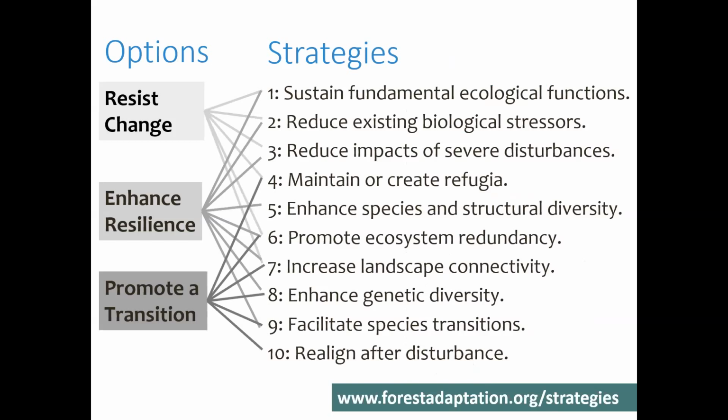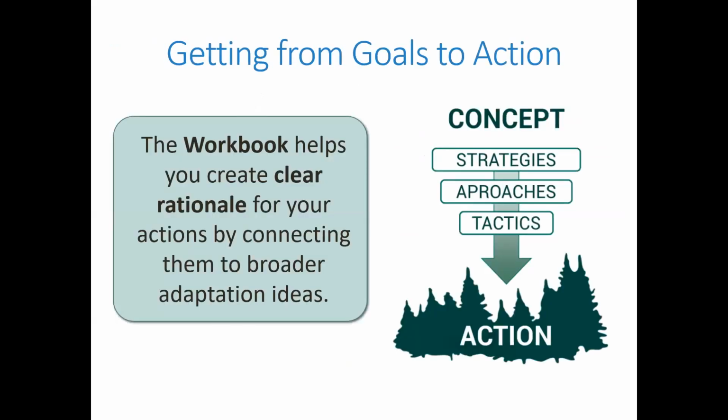For each of the options, there are 10 strategies, and the options are really the most broad level of adaptation. Strategies then are almost asking the question, how would you implement those adaptation options? And so the hierarchy of each of these menus starts off with these options that move us from resistance to resilience, and then finally transition. And then the 10 strategies are describing ways that we can adapt to climate change. The hierarchy is essentially moving us from those broad concepts down into specific actions.